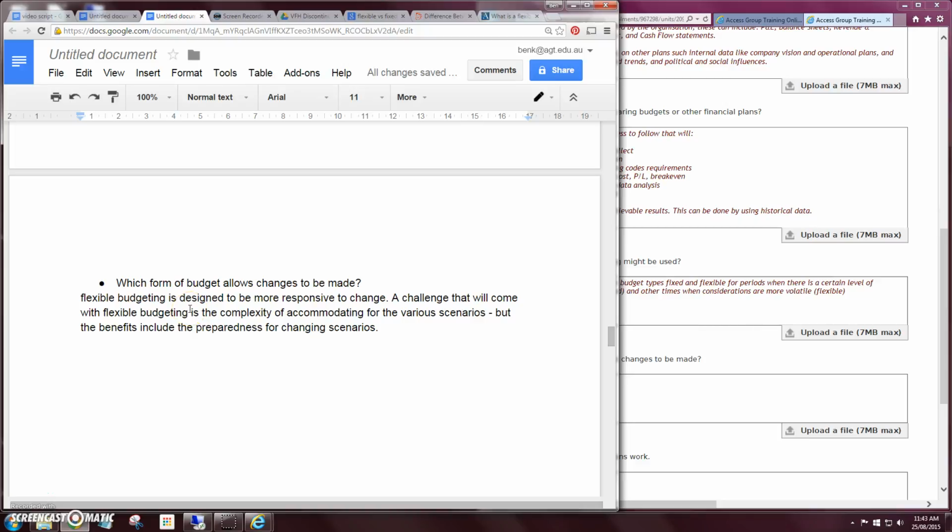A challenge that comes with flexible budgeting is the complexity of accommodating for all those various scenarios, i.e. the flexibility. And remember, this is a plan. It's something that you do ahead of time, not after the fact. So you can't say, oh, this is a flexible budget that'll change. The changes need to be built into different scenarios within that budget ahead of time. So there are certainly challenges with providing that flexible budget, but the benefits are your preparedness for changing scenarios.